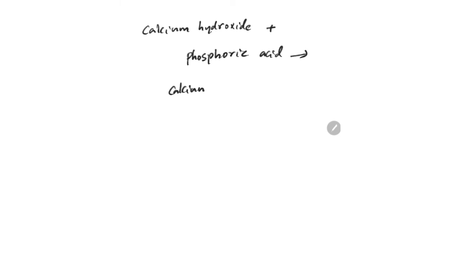I will give one question. You can practice it later. Calcium hydroxide plus phosphoric acid, which is hydrogen phosphate, gives calcium phosphate and water.